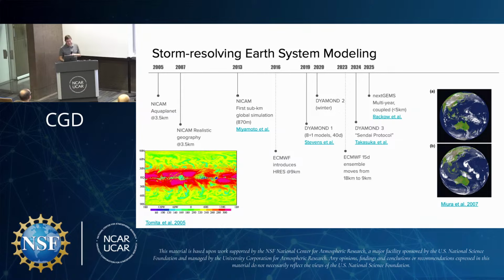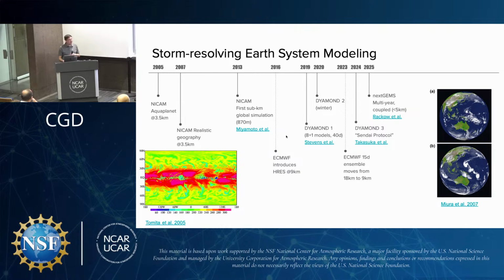During the 20-teens, more modeling groups became interested in pushing the boundaries of resolution, going to these kilometer scale simulations. By 2016, ECMWF introduced the HRES product, a 15-day operational forecast at 9 kilometers global grid spacing. There was one ensemble member at that point.